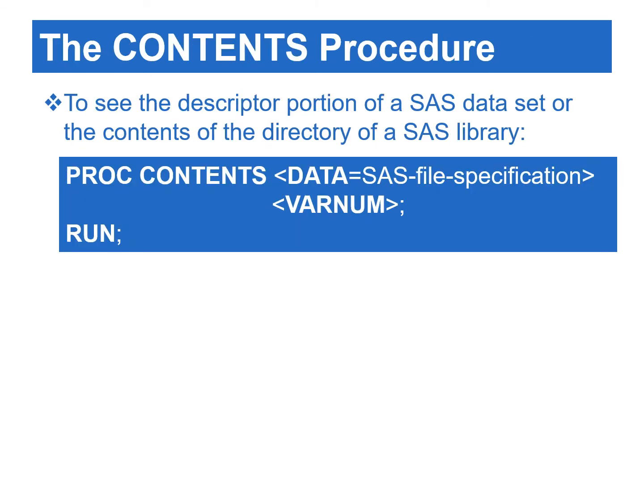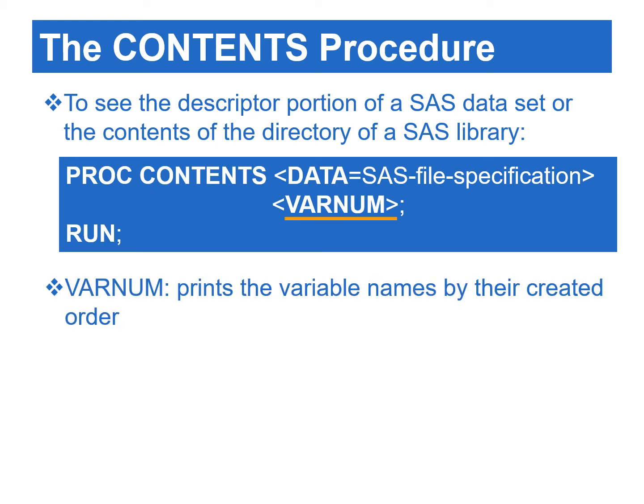All SAS datasets contain a descriptor portion that contains information about the dataset. PROC CONTENTS not only displays the descriptor information of a specified dataset, it can also show the contents of a specified SAS library. The VARNUM option is used to print the variable names by their created order. By default, variable names are listed alphabetically.